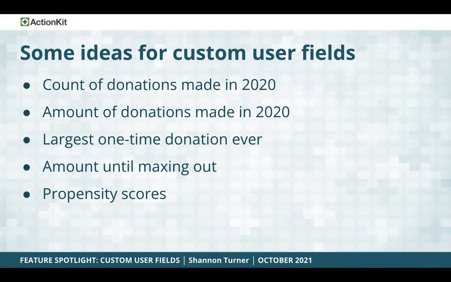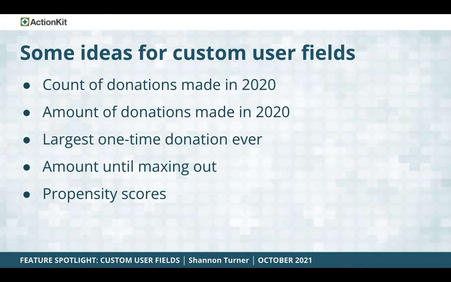So here are a few ideas for some custom user fields that you could put together. You could do things like, for instance, how many donations did a user make in calendar year 2020? How much money did they give? In fact, you could create custom user fields going back as many years as the data is relevant to you. You could answer questions like, what was a user's largest one-time donation? Maybe that's what you want to base your suggested asks off of.